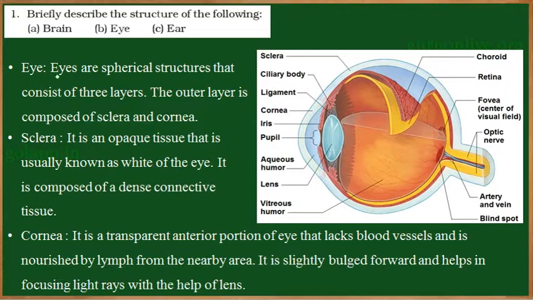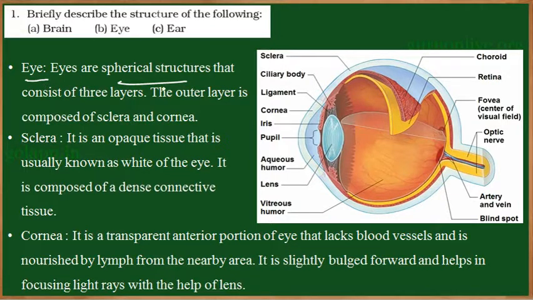So students, now the next part is the eye. So let us study the structure of the eye. The eye is a spherical structure. We all know the function of the eye. Eyes are the organs which help us with vision. So we can see this world through our eyes.